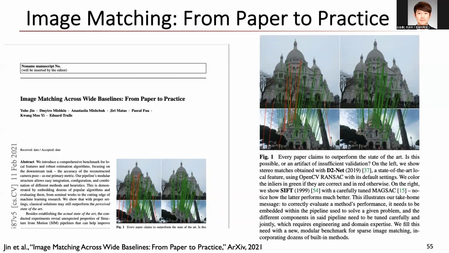But in 2021, there was a very interesting paper, Image Matching Across Wide Baselines: From Paper to Practice. This is a very long paper, maybe 30 pages, and this is the first figure here. This result was very interesting. I will read this and introduce it later. Every paper claims to outperform the state of the art, so it is possible that this is an artifact of insufficient validation.